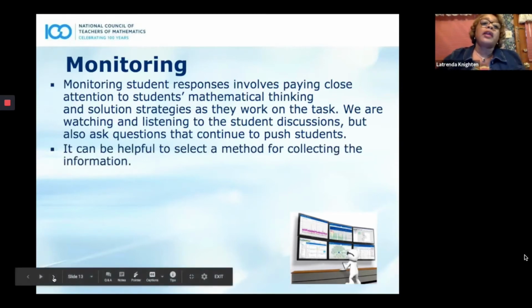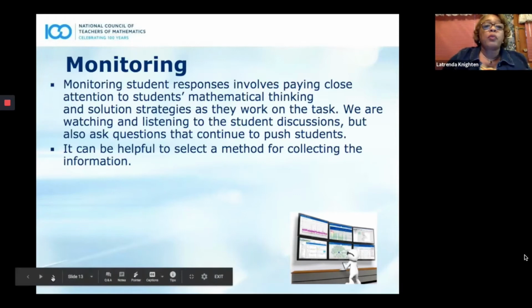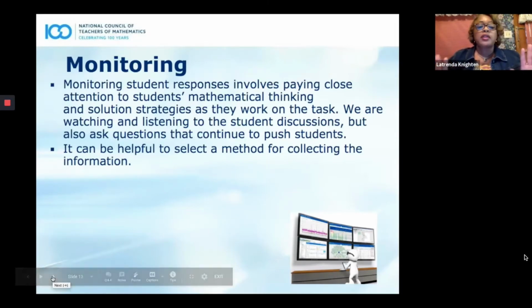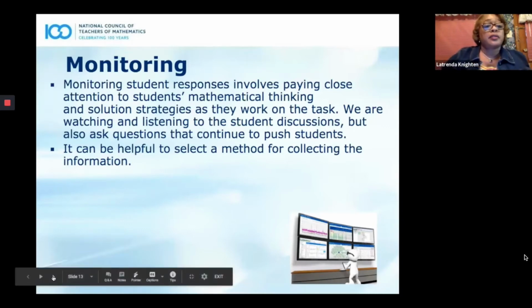So there are a couple of things that can be helpful. Some people like to have a method for collecting that information, because remember, we're not just doing this so that when the principal walks in your room, she goes, wow, look at that Latrinda. She walks around, she's watching her kids, so she's not sitting behind the desk. There's a reason why I'm monitoring. I'm collecting this information because I'm going to use this to guide the discussion.